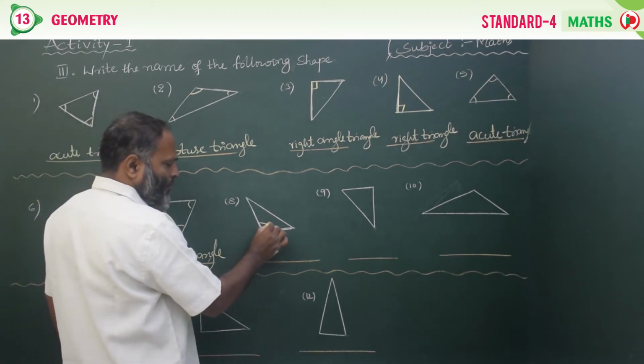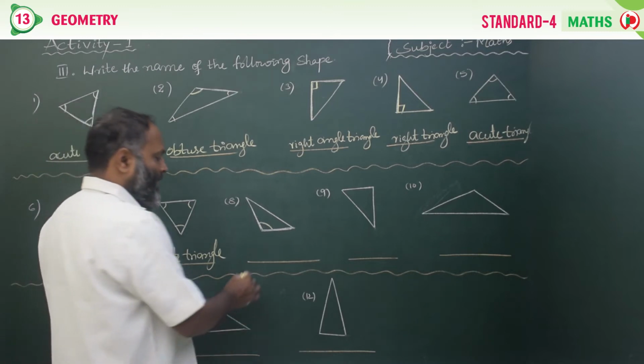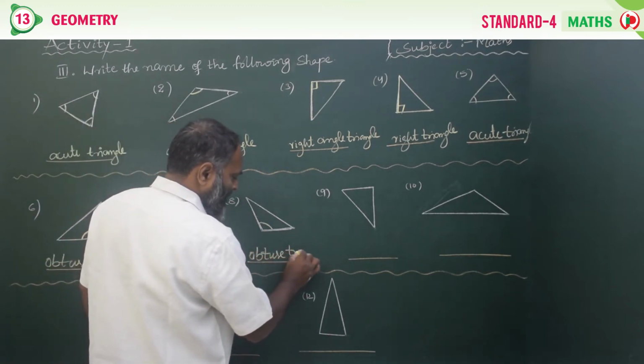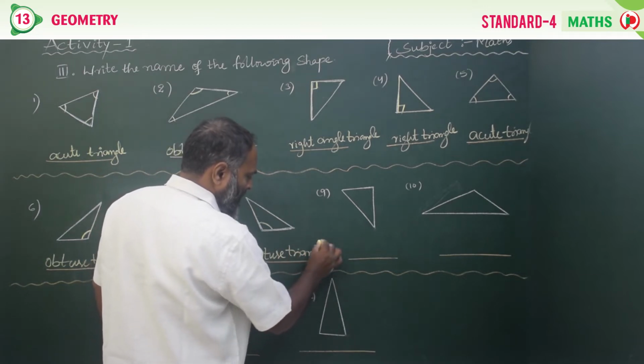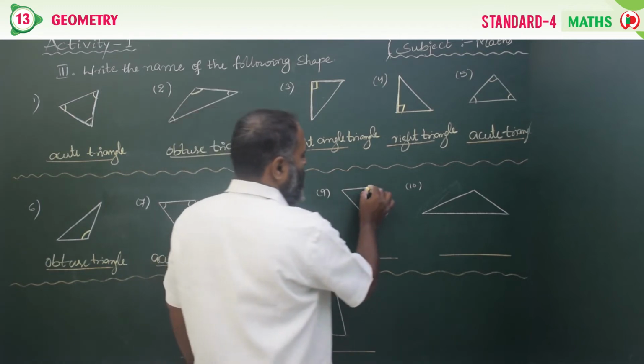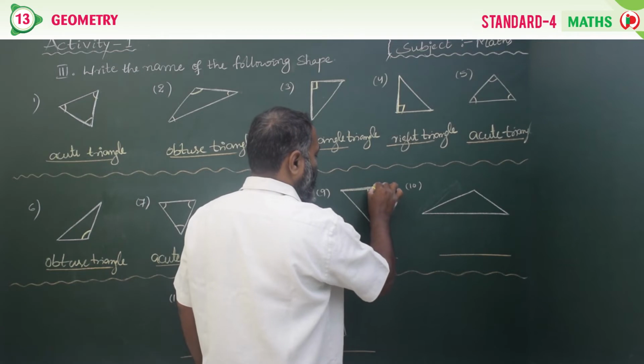The next, eighth one. Here one of the angles is more than 90 degrees. If one of the angles is more than 90 degrees, then that is an obtuse triangle. So now, in the ninth, the two sides are perpendicular, in an L shape.